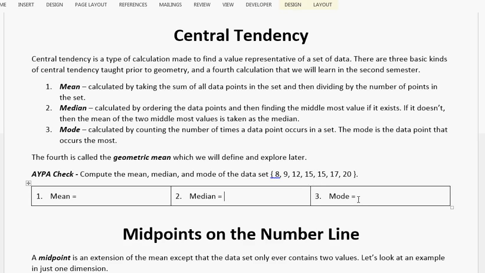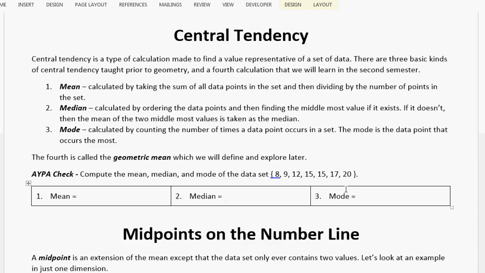The mode is the number that occurs the most often. You notice that 15 occurs twice. Everything else occurs just once, so the mode is 15. If any two numbers occur the most, the same amount, then there's no mode. But if you have one number that's dominant over the others, that's the mode.